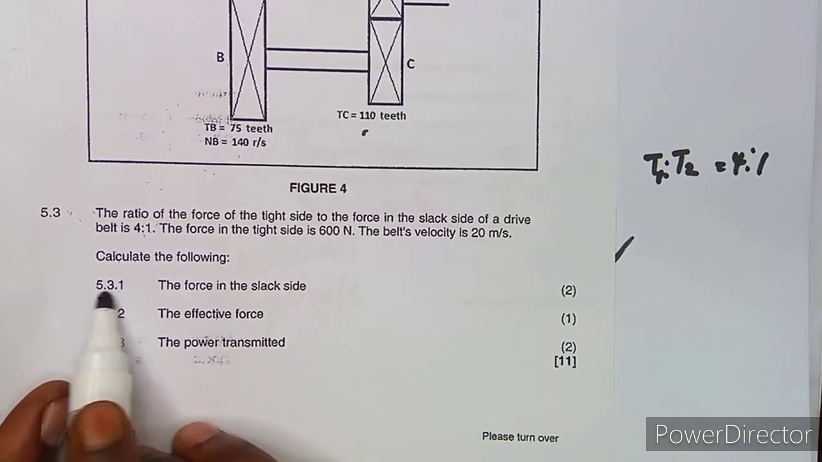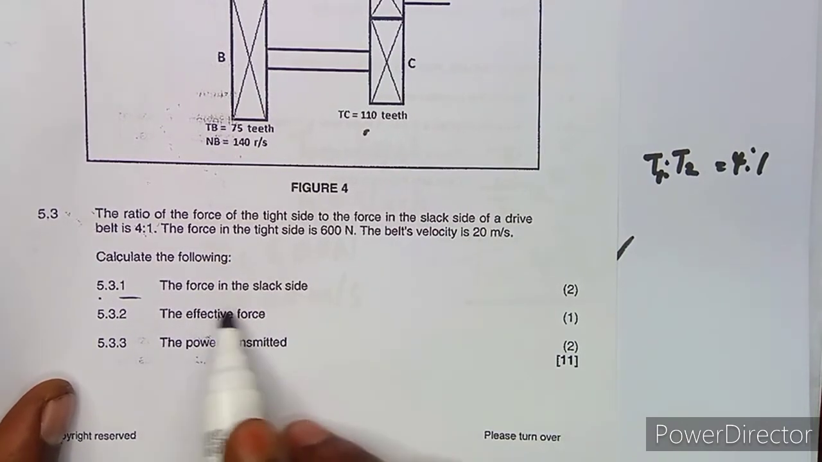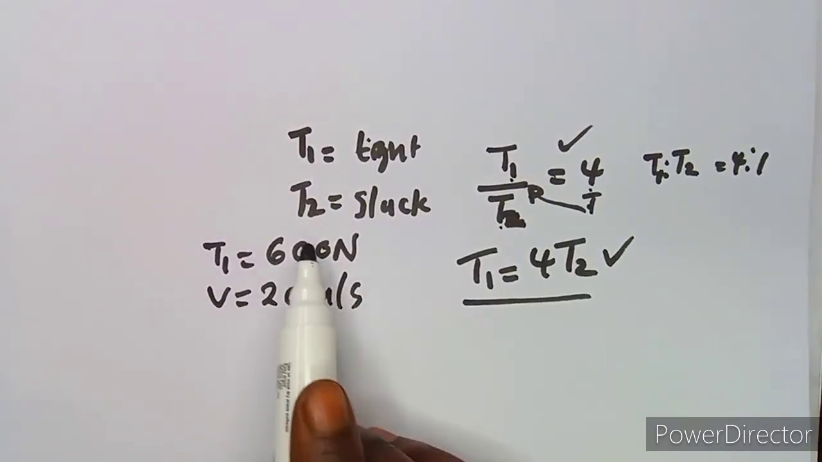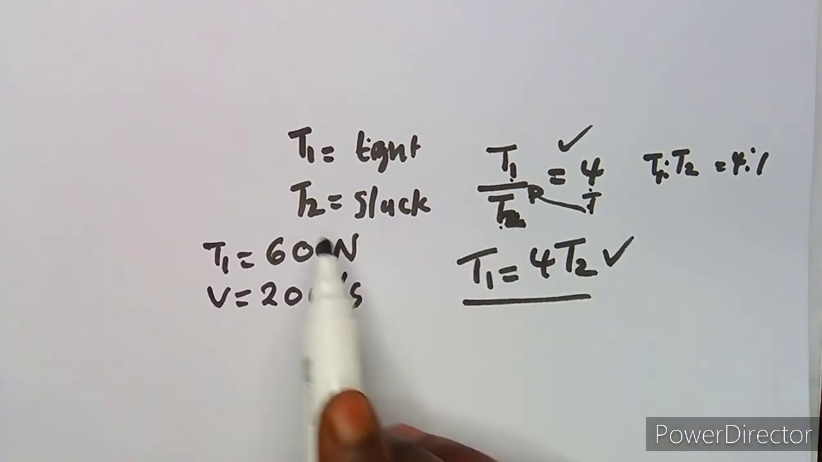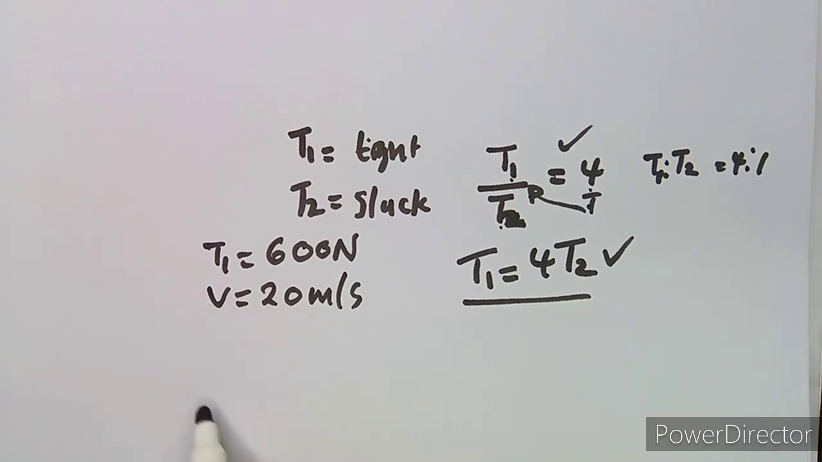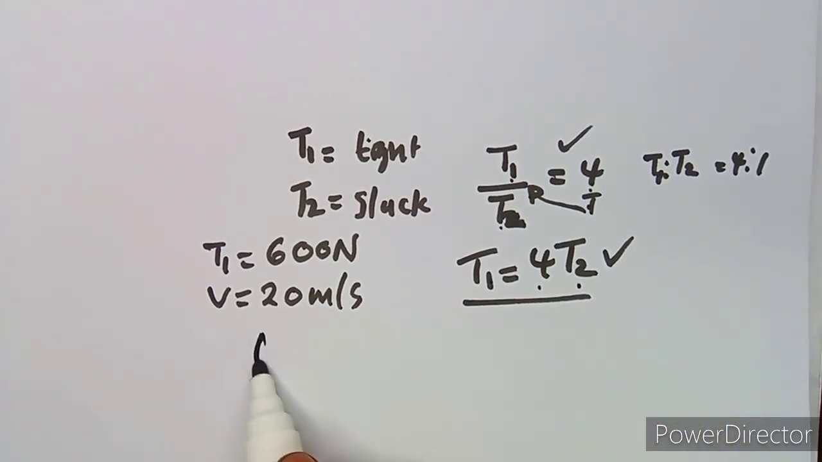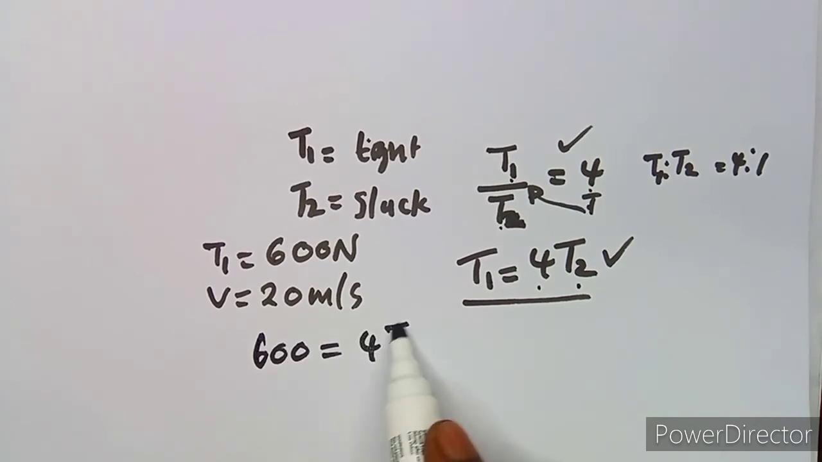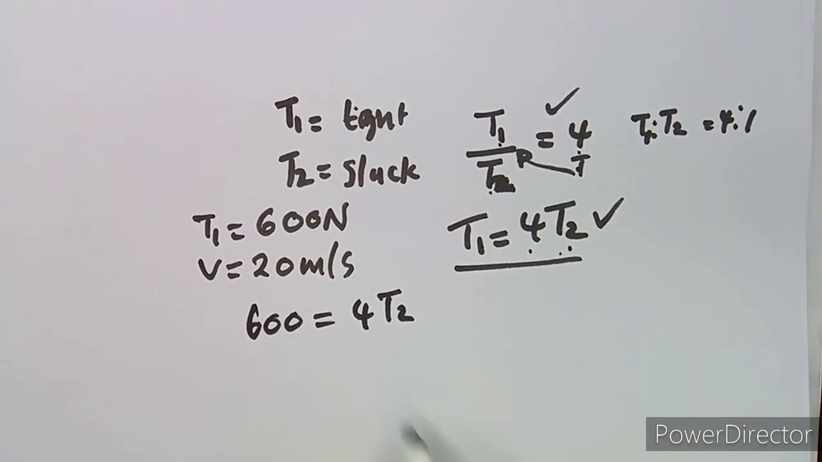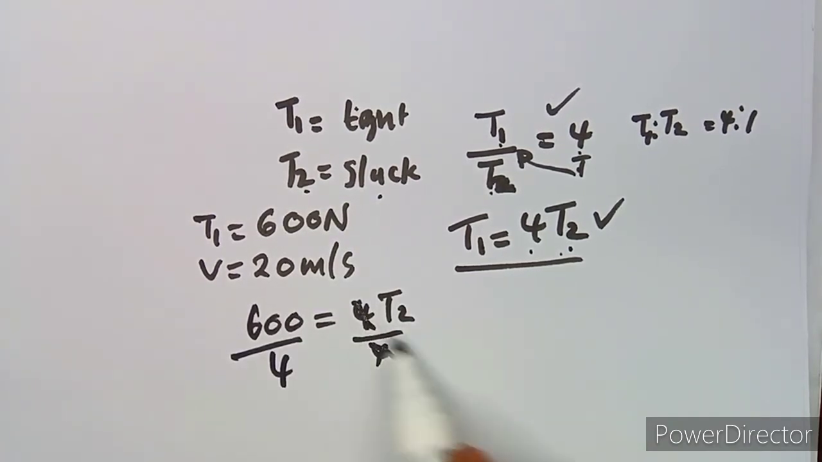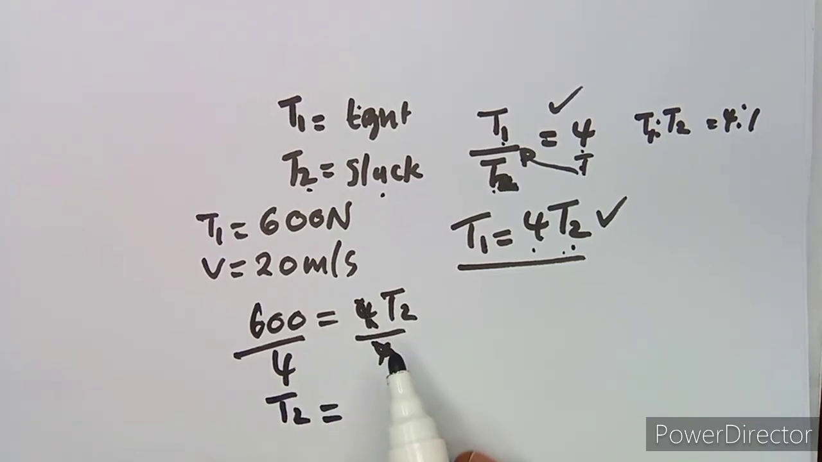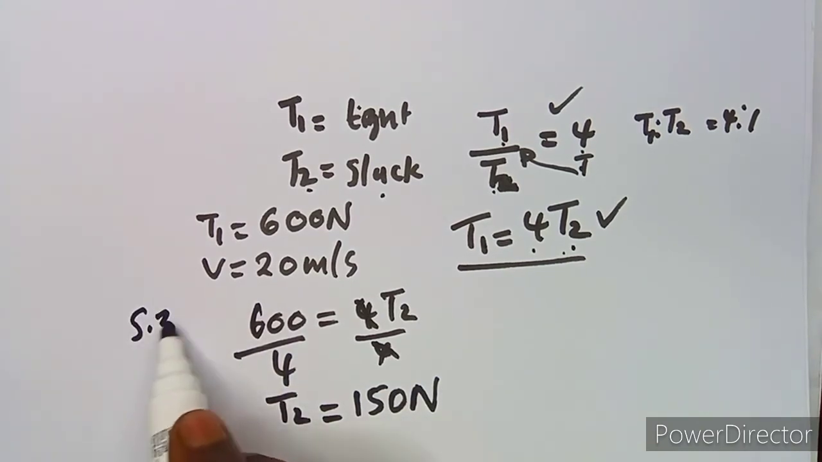Calculate the following. 5.3.1, the force on the slack side, which means we are calculating T2 there. You can write this as T, or it's just like tension, so you can write it as T or F. From this ratio, T1 is equal to 4T2. So T1 is 600, which is equal to 4T2. To find T2, you divide by 4, because T2 is the slack. T2 will give you 150. So that's your T2 there, and that's our 5.3.1.